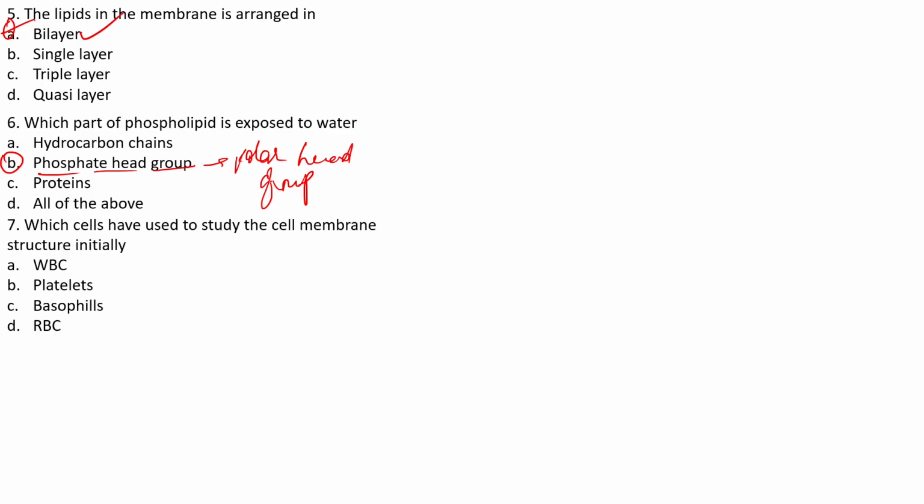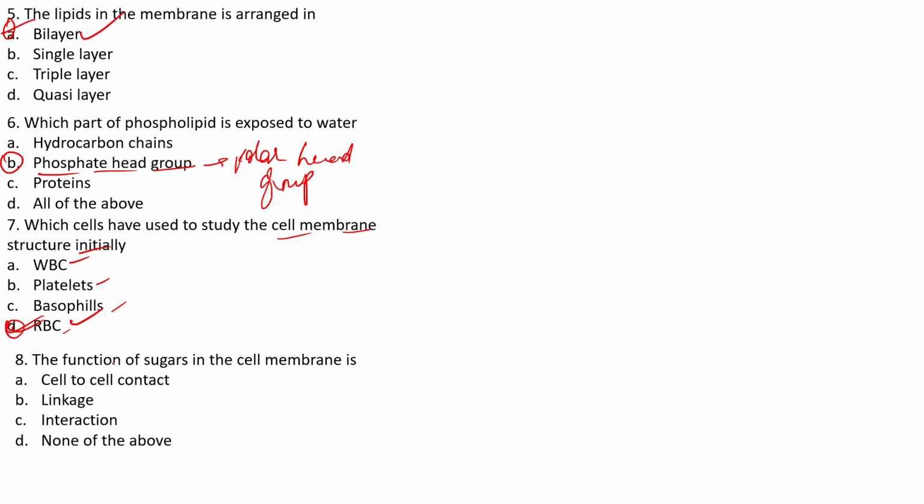The next question is, which cells have been used to study the cell membrane structure initially? WBC, platelets, basophils, RBC. We know it is RBC. RBC was mainly used to study the structure of the cell membrane because they do not contain any other membrane-bound structures inside the cell. It contains only the plasma membrane.